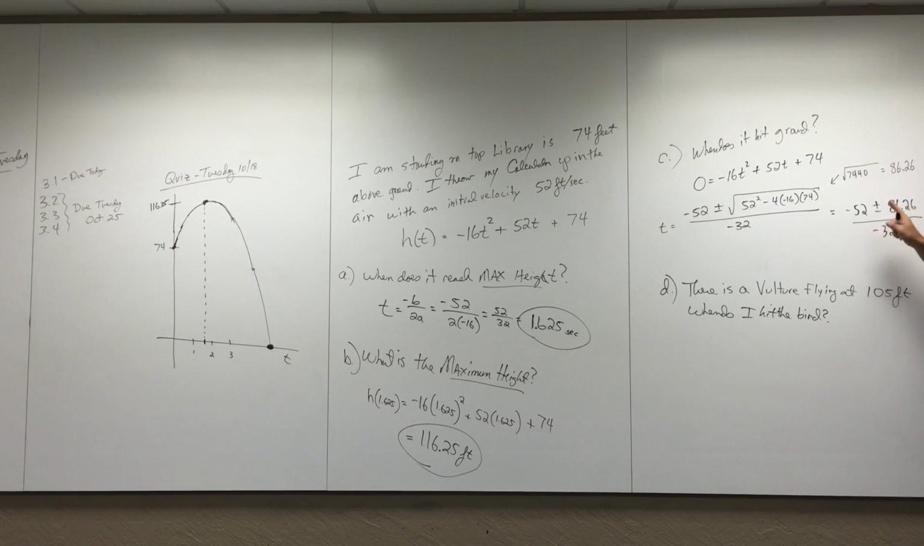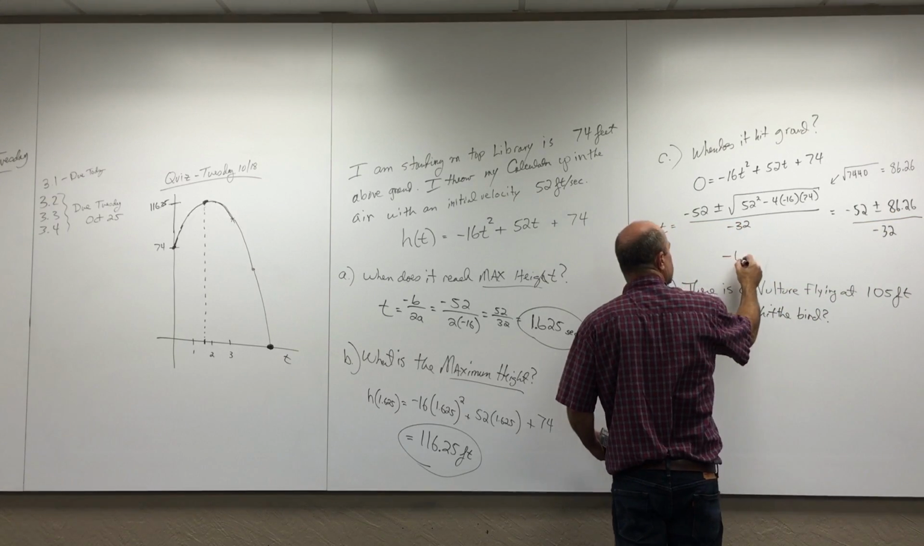I should do negative 52 plus 86.26. Let me see what that is. And then divide that by negative 32. Watch out, don't lose that negative. A lot of students lose their little negative 32. It is negative 32. So I just did the plus version here, and I got negative 1.07 seconds.